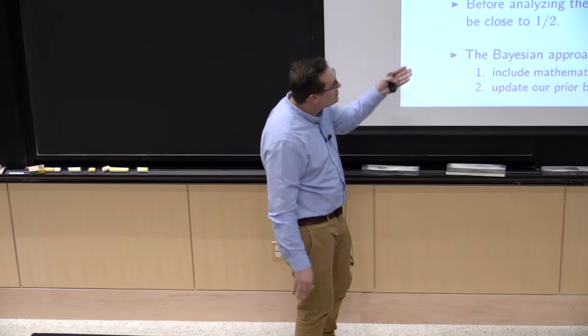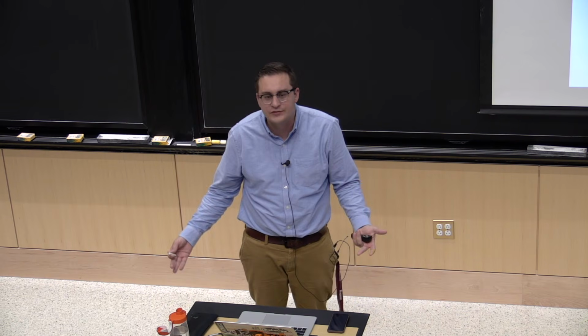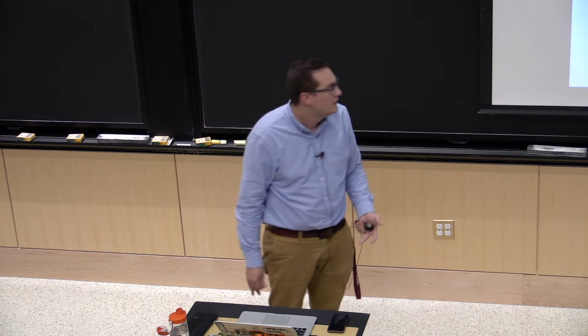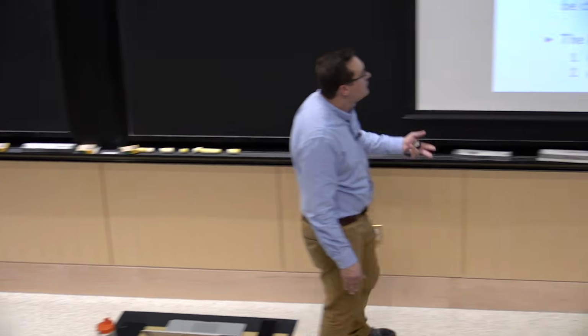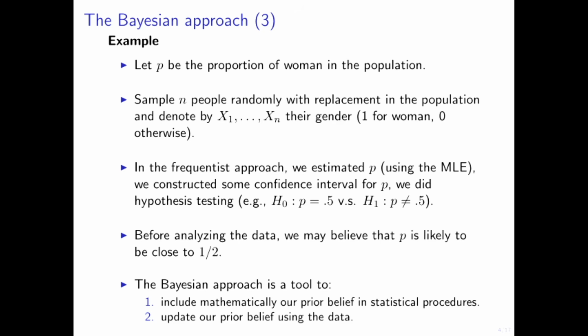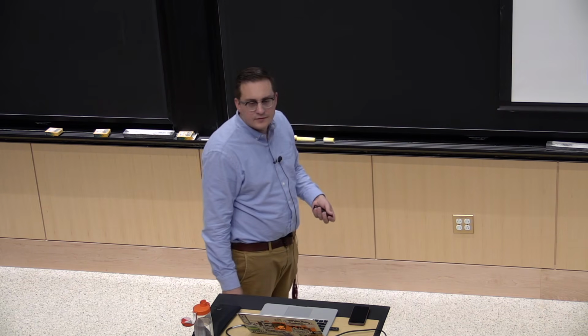All right, so the Bayesian approach is a tool to, one, include mathematically our prior and our prior belief into statistical procedures, right? So maybe I have this prior knowledge, but if I'm a medical doctor, it's not clear to me how I'm going to turn this into some principled way of building estimators. And of course, the second goal is going to be to update this prior belief into a posterior belief by using the data. All right? So how do I do this?